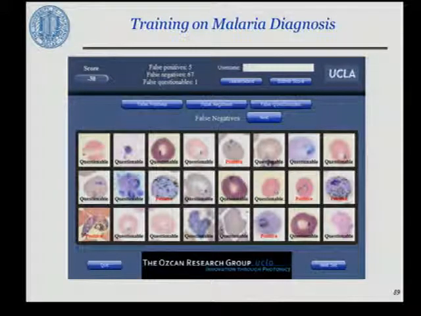So based on these 3 labels, we're now giving a framework for training and for education of diagnosticians for the specific task of malaria diagnosis by essentially giving them quizzes that are each composed of 500 cells. And at the end, we give them a score. And we also teach them their mistakes in the form of false negatives and false positives.